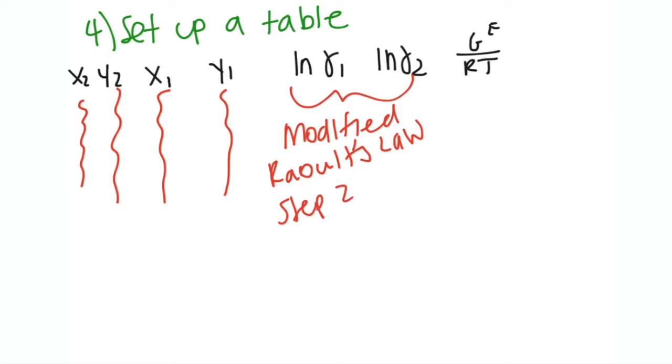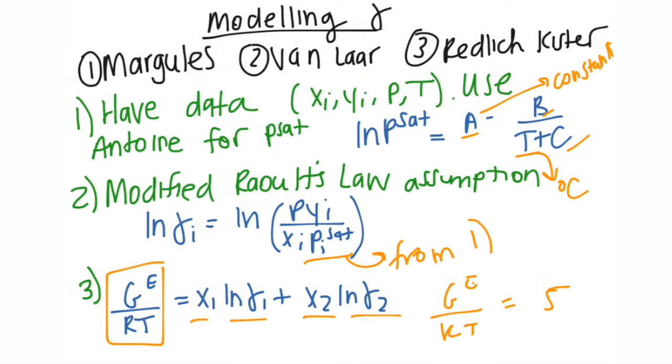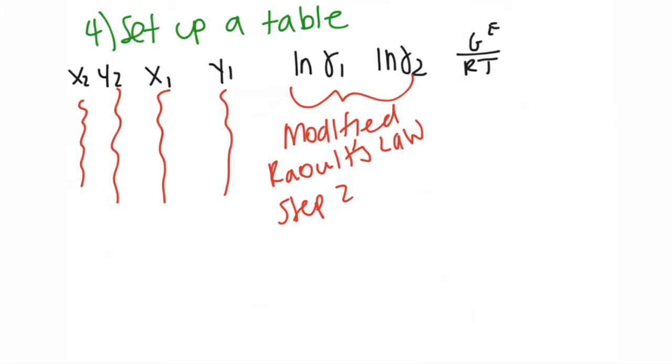Step 2, let me just make sure. Yes, and then step number 3 is you're going to find GE over RT. So again, like I'm saying, you're not going to multiply your right-hand side by RT. You're just finding GE over RT. And the way we're going to find that is what I showed you on the last slide. So this is going to be step 3 that I showed you.